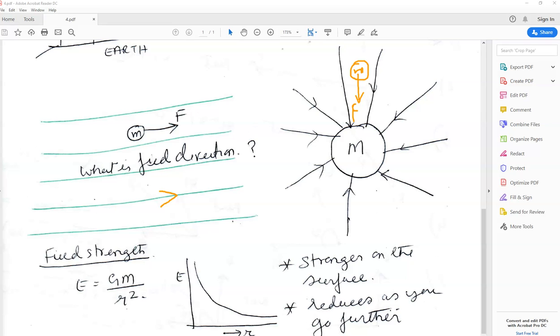This is the shape of the gravitational field strength. It is stronger towards the surface, and the gravitational field will reduce as you go further away from the surface.